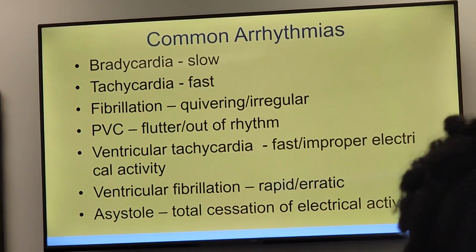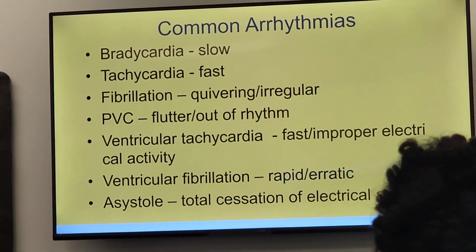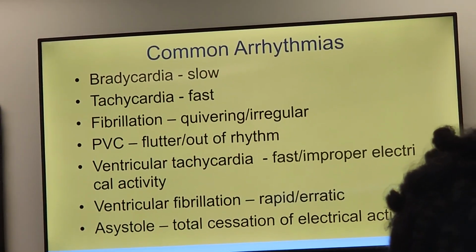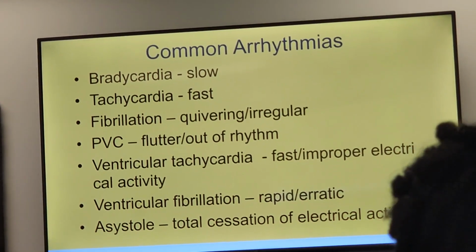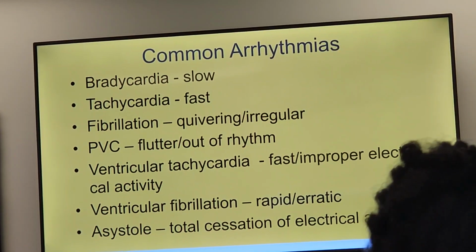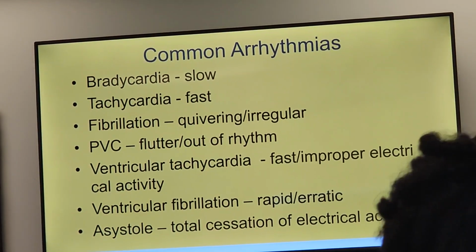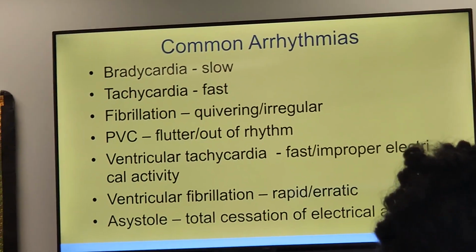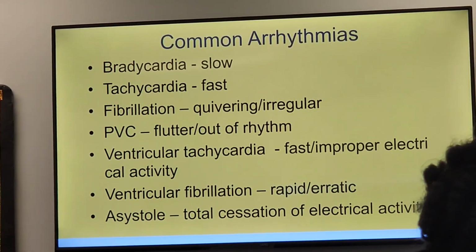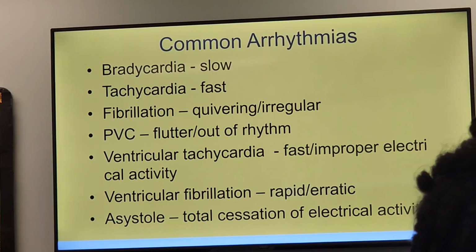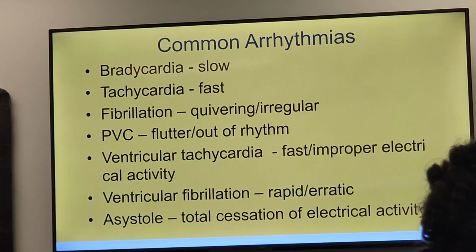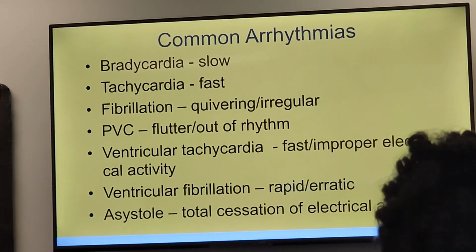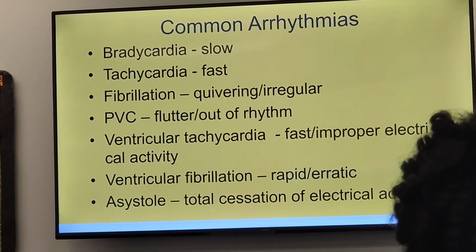Ventricular tachycardia, well, we used tachycardia before, so it means something fast. It's fast improper electrical activity in the ventricles, specifically. Ventricular tachycardia, it's in the name. Fast heart, ventricles. Break those words down. On the same token, ventricular fibrillation. We saw fibrillation, that's that quivering, rapid erratic beat. Rapid erratic quivering in the ventricles. Asystole, that's another way of saying what? Death. Heart stopping. Asystole, total cessation of electrical activity. There's no electrical activity, there's no heartbeat.